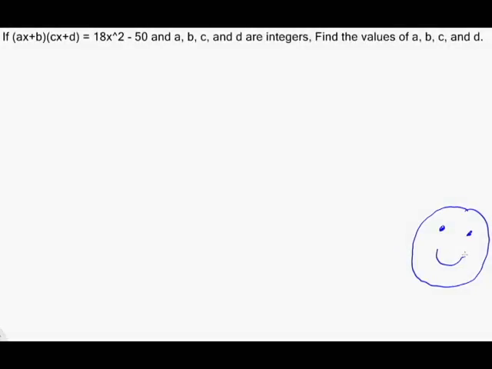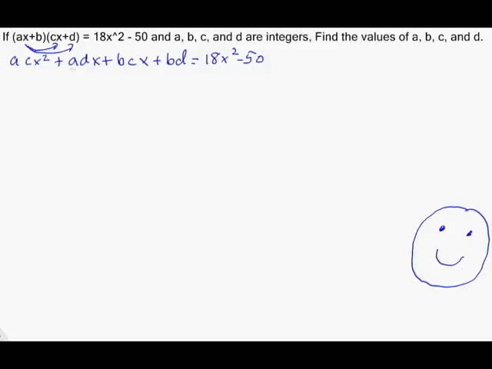Okay, we are going to find A, B, C, and D given that the quantity ax plus b times the quantity cx plus d is equal to 18x squared minus 50. So what I plan on doing is just multiplying these out first, and so that would leave me with acx squared plus adx plus bcx plus bd, and that's equal to 18x squared minus 50, just the right hand side.